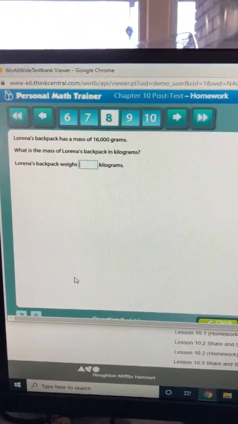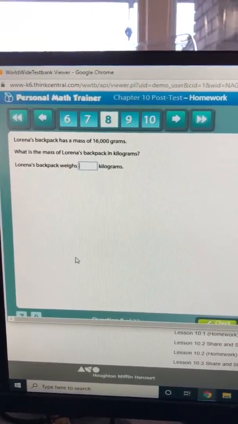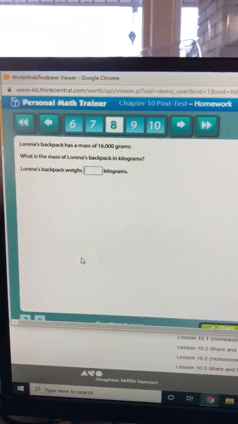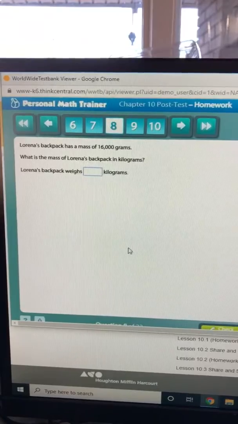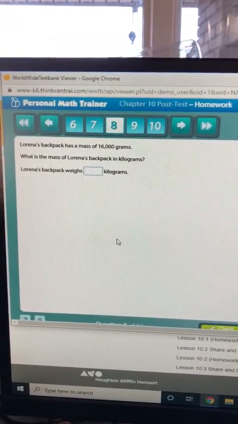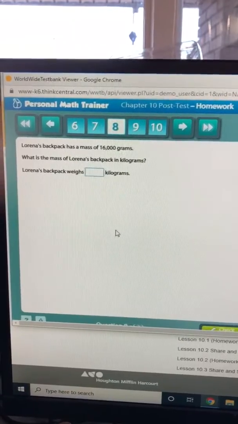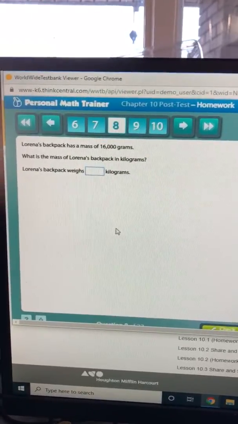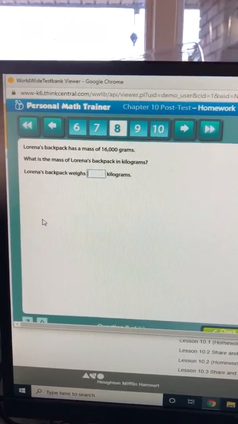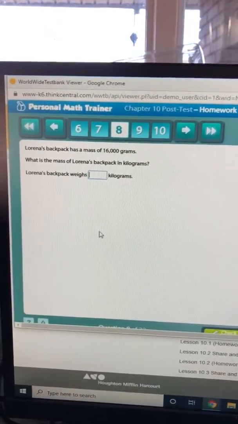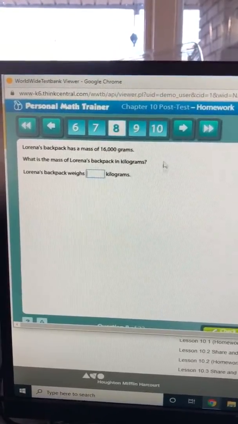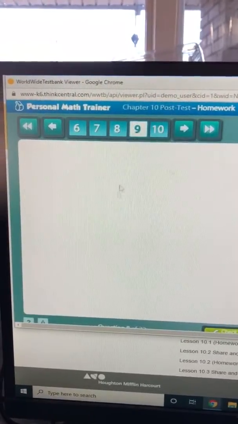Lorena's backpack has a mass of 16,000 grams. What is the mass of her backpack in kilograms? King Henry doesn't usually drink chocolate milk. Start with grams as the unit. And how do you move 16,000 grams over to kilograms? It's moving the decimal point. Remember, we're working with powers of 10 when we're working in the metric system.